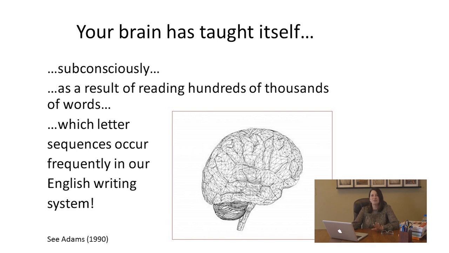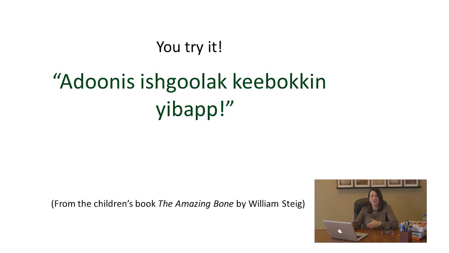All right, so give yourself something to do now. You see some words here that you've never seen before, and I want you to read them. Okay. How'd you do? When I ask people this, they say things like, well, I did it, and then I say, how'd you do it? I chunked it, or something like that. And then I'll say, well, how did you know where to chunk it? How do we see the boundaries between syllables so naturally, it seems? So how did we know how to go adunis, ish gulak, kibakin, yabab?